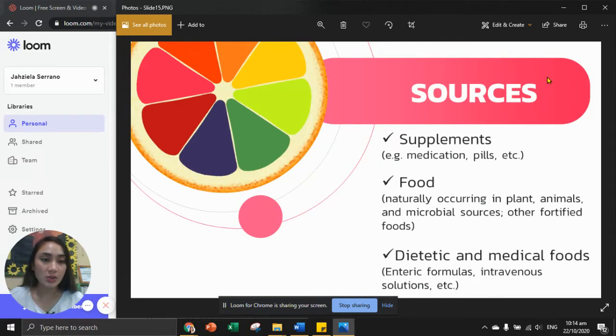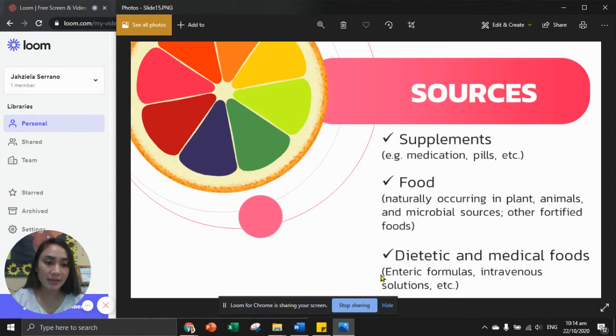So, next source is dietetic and medical foods. So, katulad yan ng mga enteric formulas and intravenous solutions. So, ano ba yung mga yan? Like, if you are familiar with enteric formulas, these are the ones that are given to patients na yung pagkain dito dumadaan or minsan sa may tiyan. You also have intravenous solutions which are yung parang dextrose na dumadaan sa veins natin, no? So, maraming sources ng vitamins.